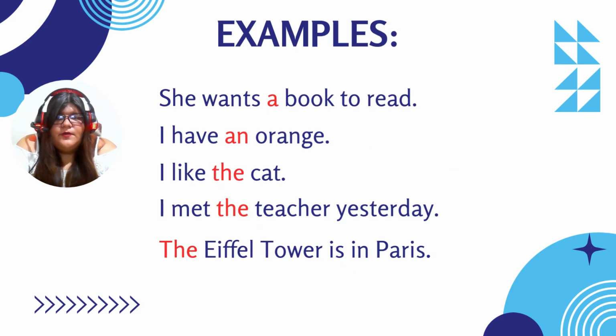Now let's look at some other examples. She wants a book to read. I have an orange. I like the cat. I met the teacher yesterday. The Eiffel Tower is in Paris. So if you see here, we have she wants a book to read, but we are not specifying which book she wants to read. I have an orange. We use an because orange begins with a vowel.